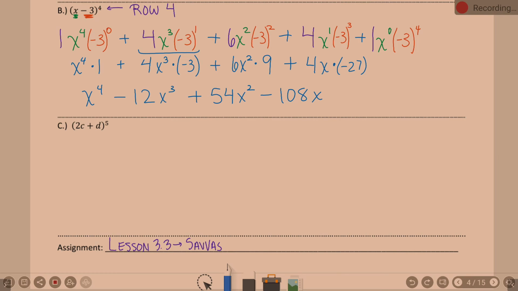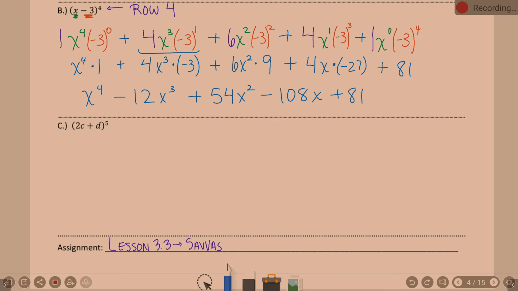And lastly, 1 is 1. X to the 0 is 1. Negative 3 to the fourth. 81. Right? Negative 3 times negative 3 is 9. 9 times 9 is how I do it. 81. And that is a positive 81, yes?